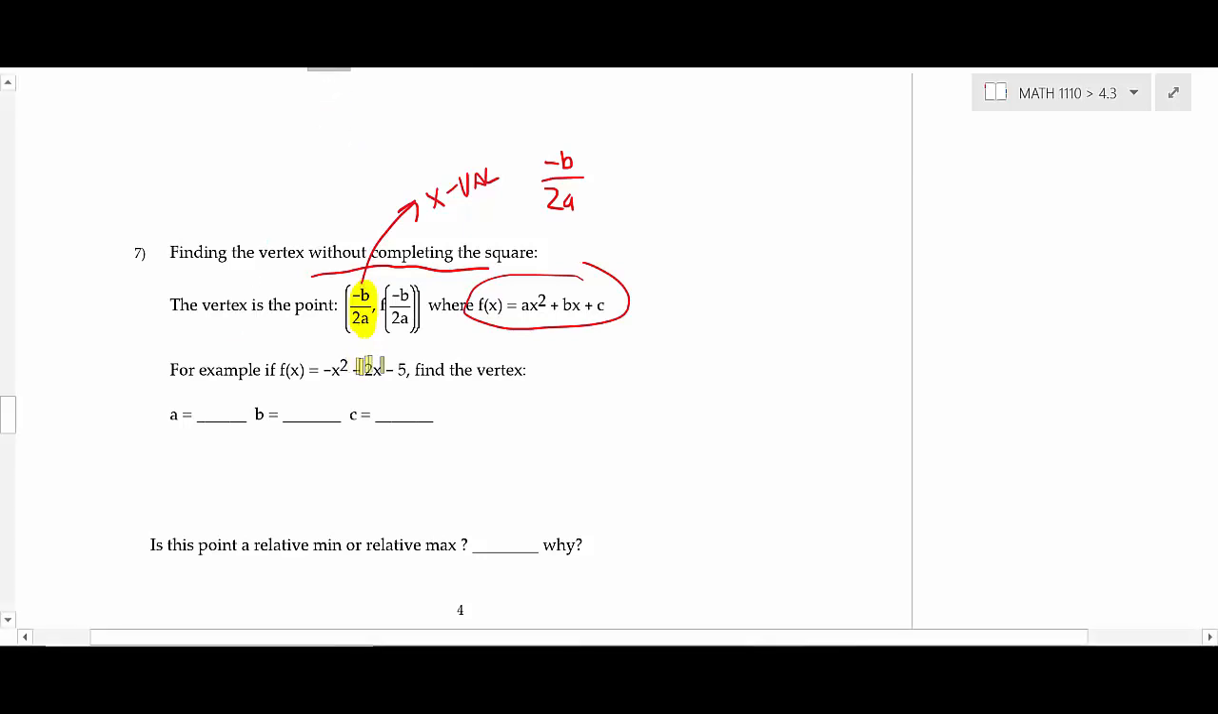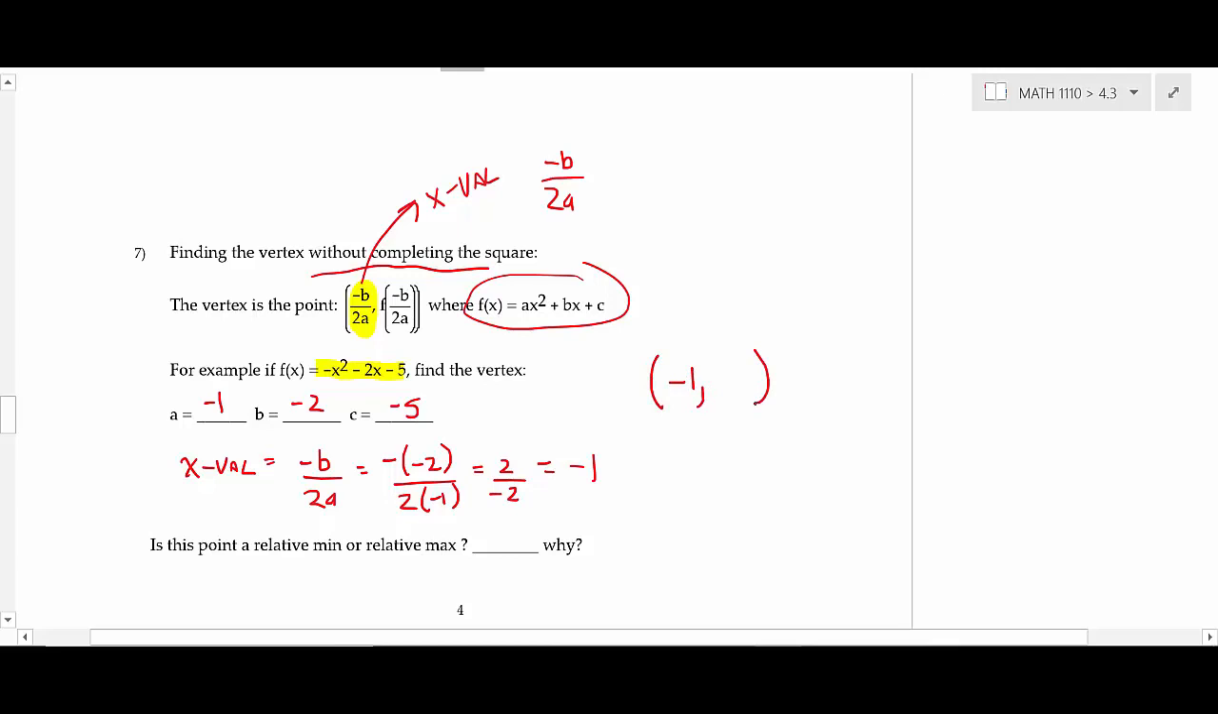So let me show you how you could do this. On this example, if you didn't want to complete the square, you would just say, okay, a is -1, b is -2, c is -5. So to find the x value of the vertex, you're going to do -b over 2a. So you're going to have a negative, and be careful here, it's negative of -2. So that's -2 all over 2 times -1. So that's 2 over -2. So that's -1.